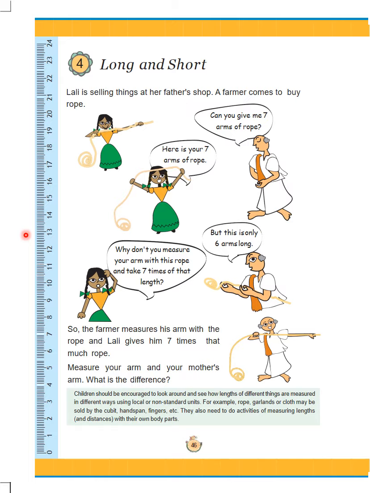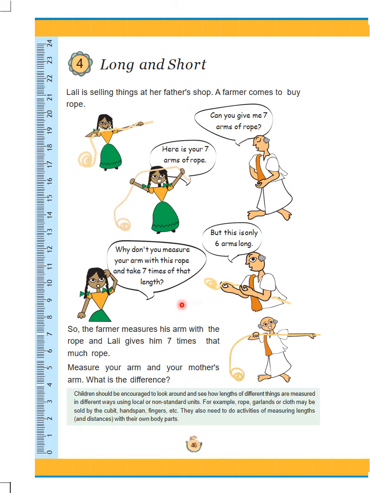In our book, Lali is selling things at her father's shop. A farmer comes to buy a rope. He asks, "Can you give me 7 arms of rope?" Lali counts, using her arms and hands, and hands over the rope to the farmer. The farmer again counts the rope by using his arm, and he tells Lali that this rope is only 6 arms long. This happens due to the difference in size of Lali's arm and the farmer's arm.